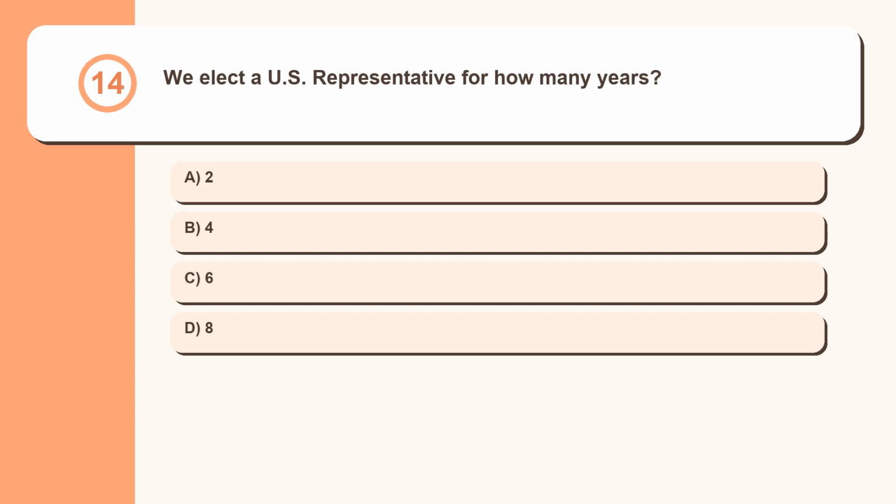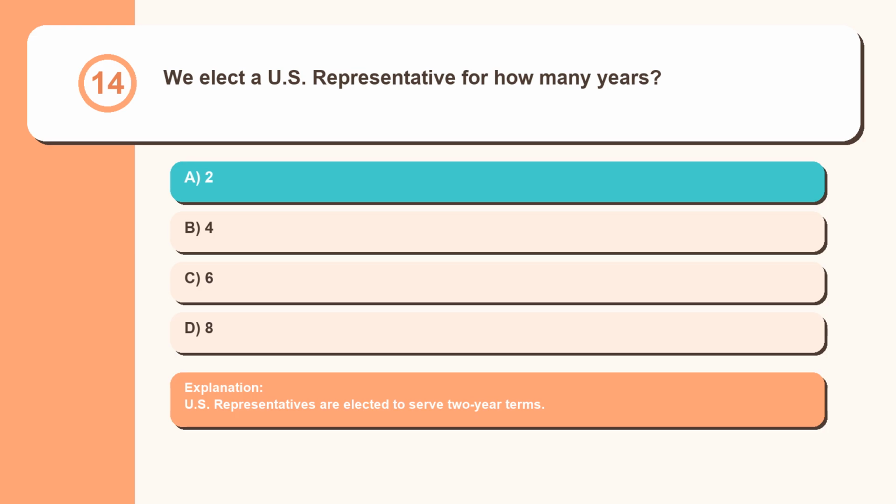Question 14. We elect a U.S. representative for how many years? 2, 4, 6, 8. U.S. representatives are elected to serve 2-year terms.